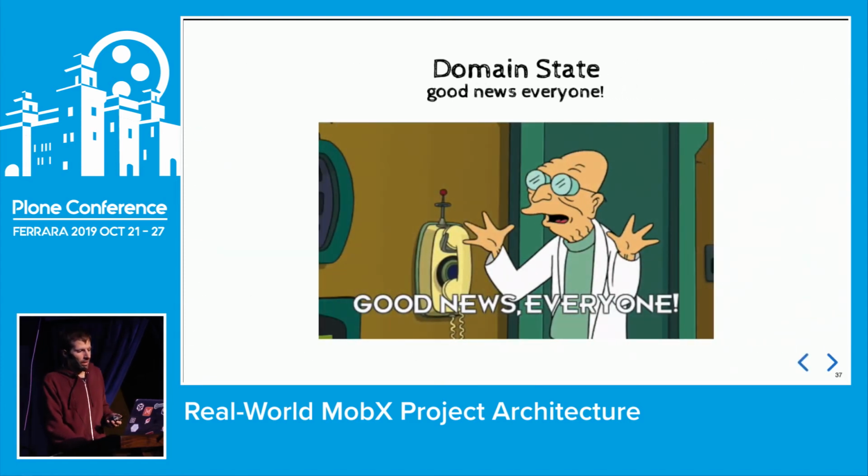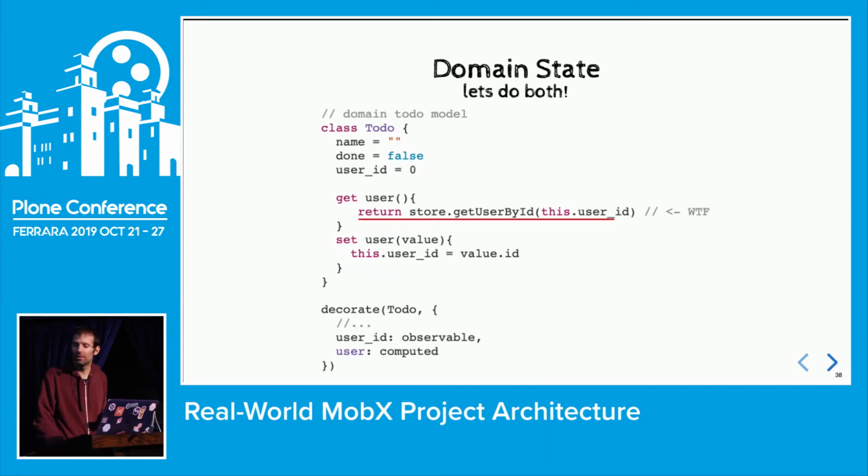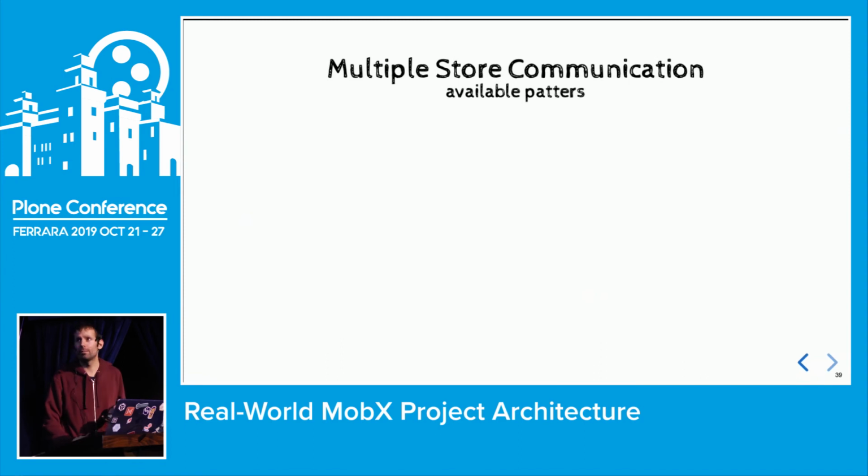Well, good news is that we can actually do both because we can define getters and setters over our domain models in order to get the denormalized state value. So we store the user ID as a value, but we can also access the user by .user and find out the user instance. But in order to do that, we need to ask it somewhere to the store. And if we look at this code, the store isn't passed in any way. The problem here is that we need to communicate between stores, right? And there are different ways to communicate between stores.